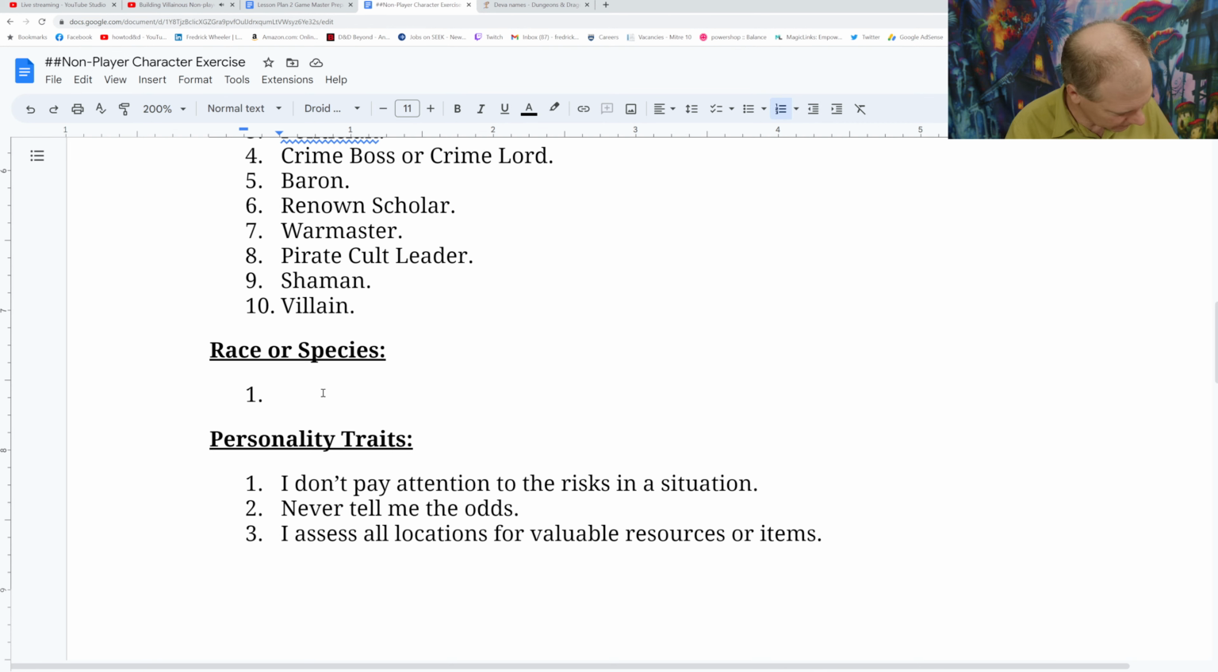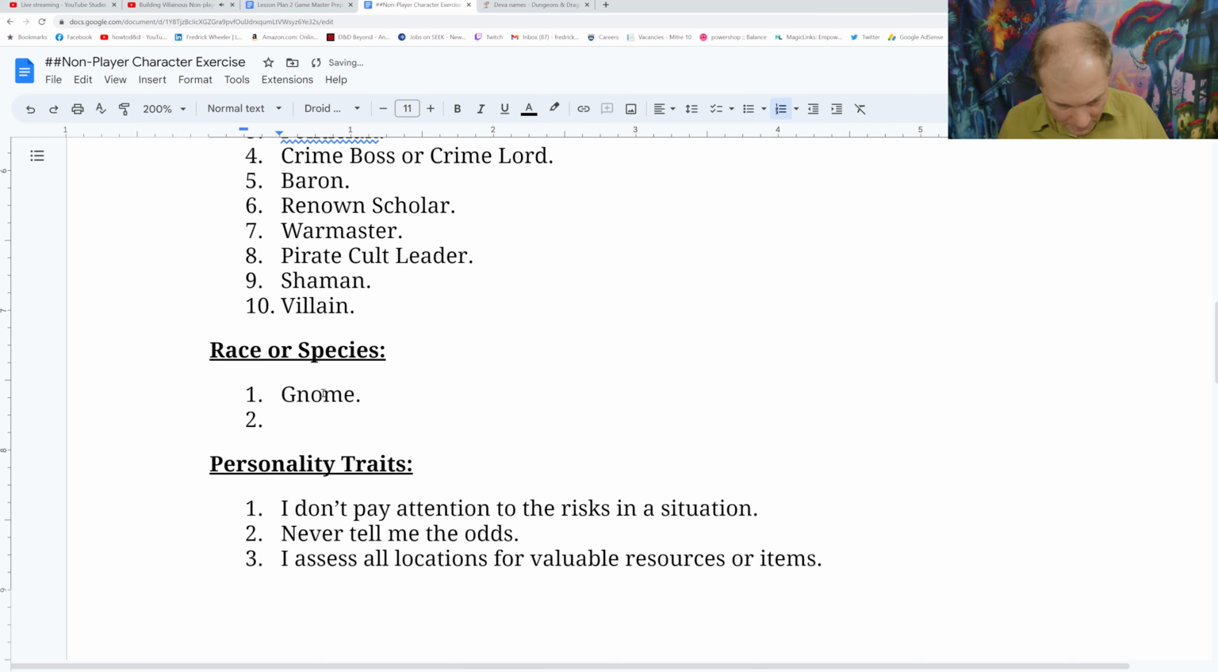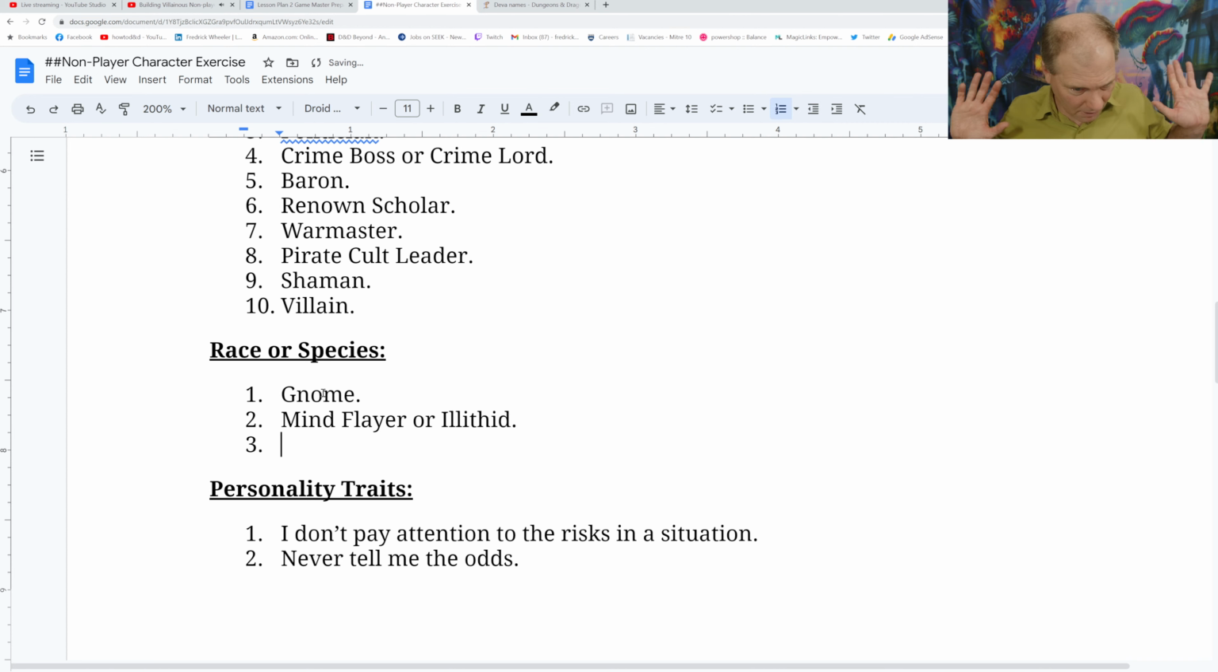I better write those down. Gnome and Mind Flayer. Mind Flayer or Illithid. I think I got it right. I hope so. All right, throw out some more ideas, people. We've got a villain. I can tell you a little bit more about that villain in a second, but we're doing all right. I feel like we've got most of it down.